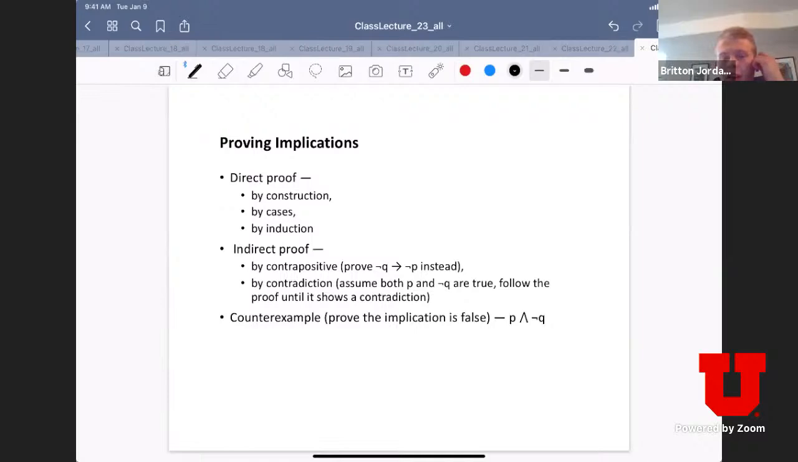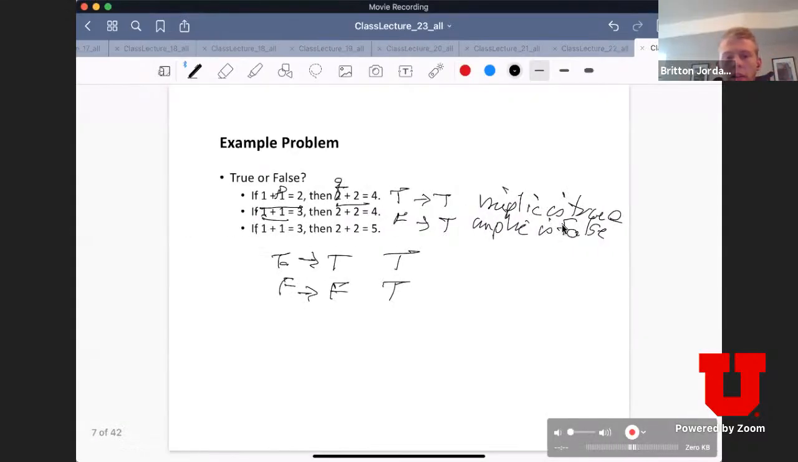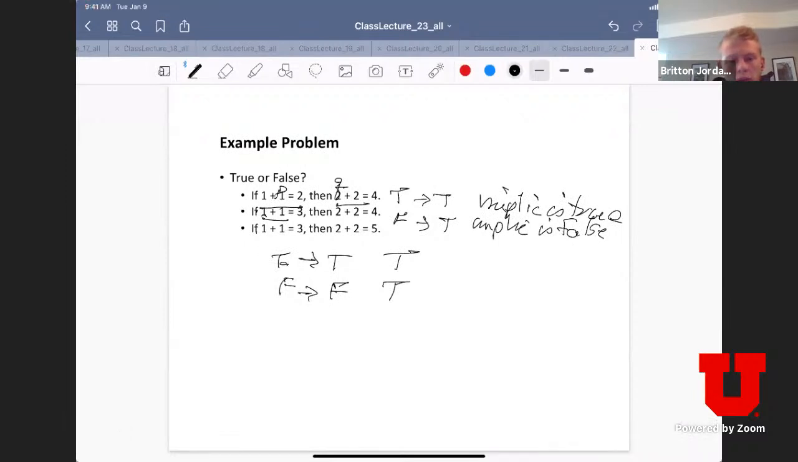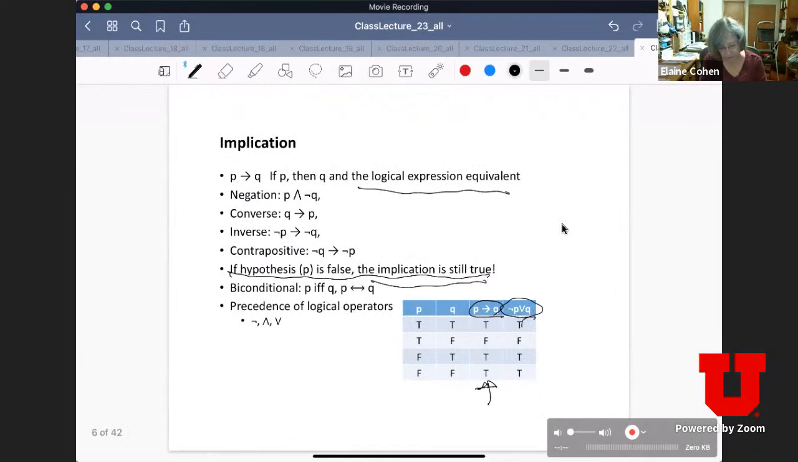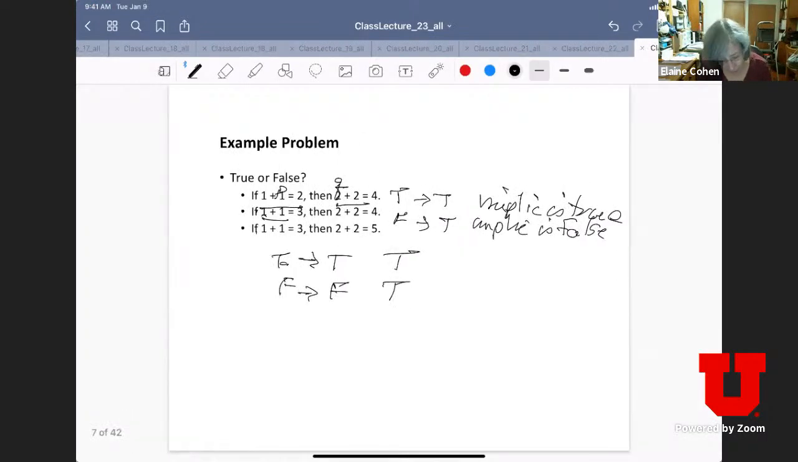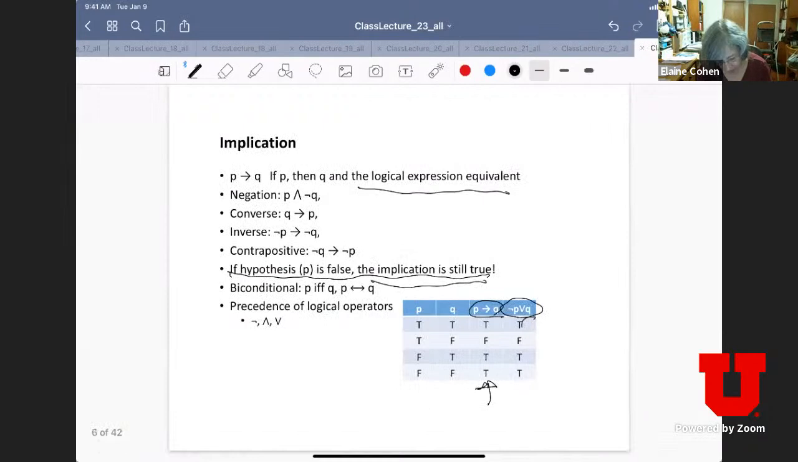Good. On that second one, on the last problem, I thought that would be true for the implication. No, that's the only time the implication is false. Oops, you're right. My brain is not working right.